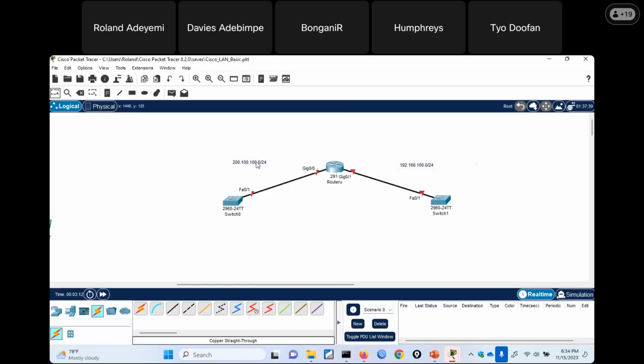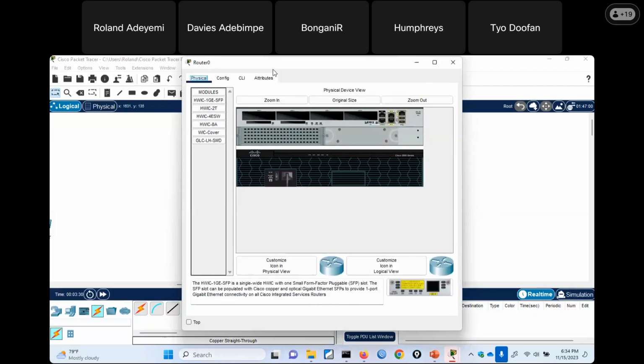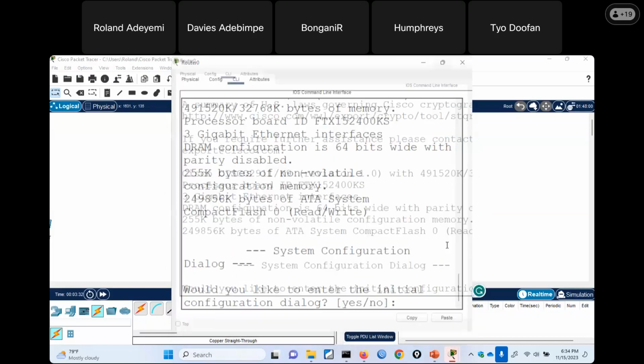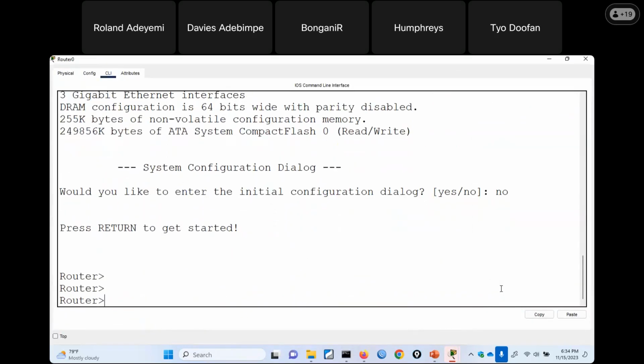I can pick any of the IP addresses from this address and put it on my interface on Gigabit 0/0. That becomes the default gateway for people on that LAN on my left. On the other side, I can pick any IP address from 192.168.100.0. That becomes the default gateway for people on the other side. So as it is right now, let me go to this router and show you.